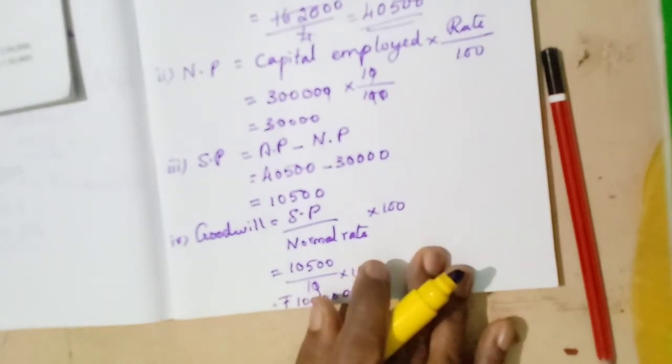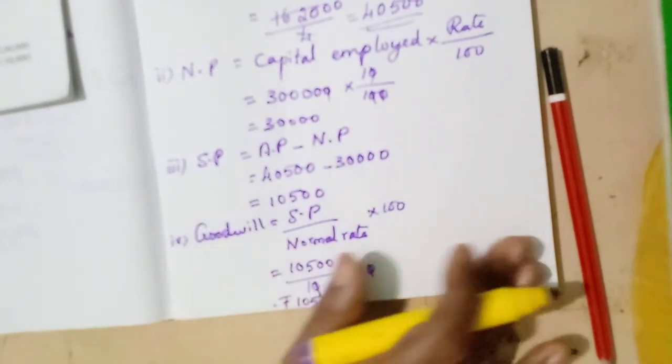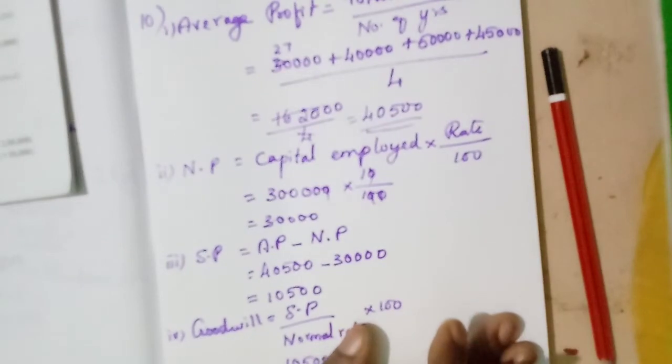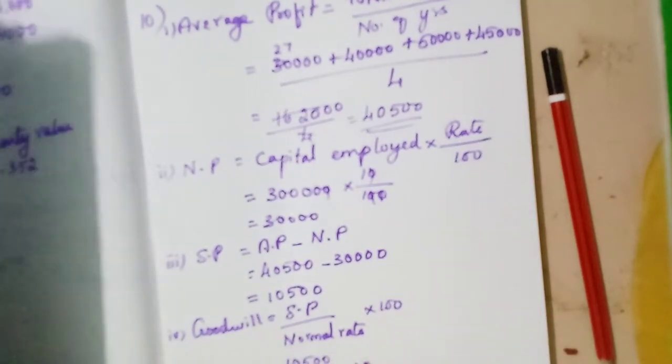Okay, students, this is capitalization of super profit. Till calculating super profit it is the same. Then goodwill is equal to super profit divided by normal rate of return into 100. Okay, now we will see the next method: the capitalization method.